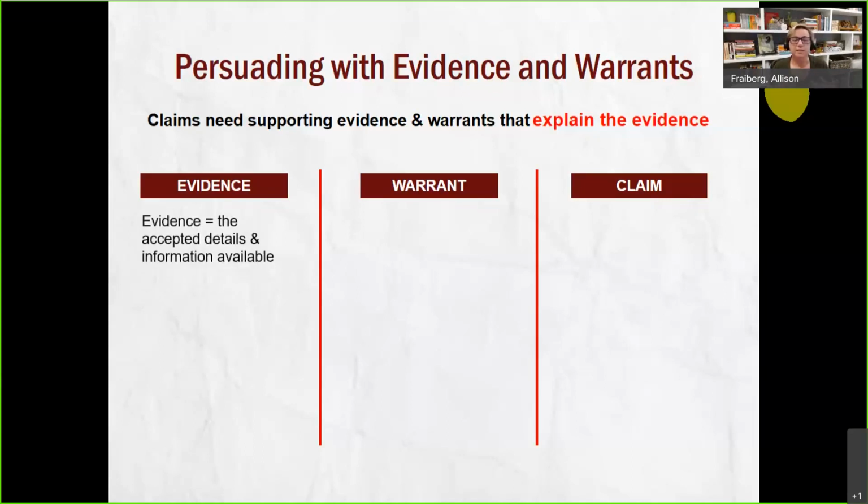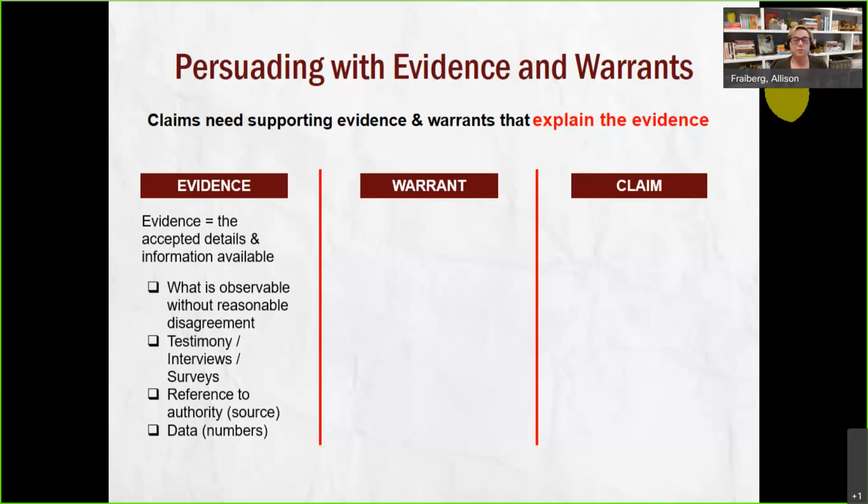Evidence is really just the accepted details and information available. What does that mean? That means this kind of stuff. What's observable without reasonable disagreement? You know, if you're in a classroom, you might notice there's chairs and tables and people and whiteboards and projectors and computers and book bags and cups of coffee and all that kind of stuff. Those are just the details. That's the observable detail. What you have to say about that detail is something else.